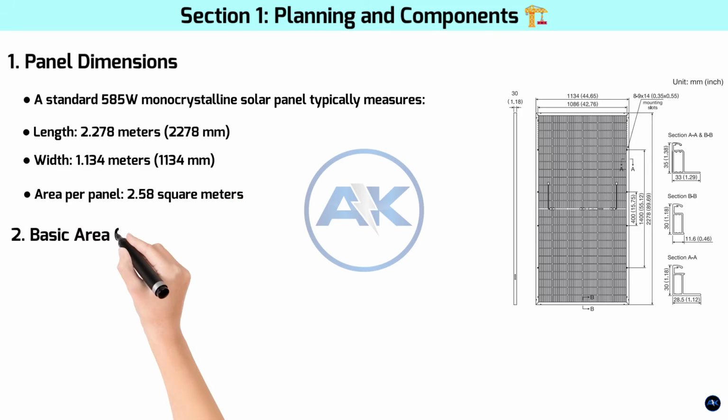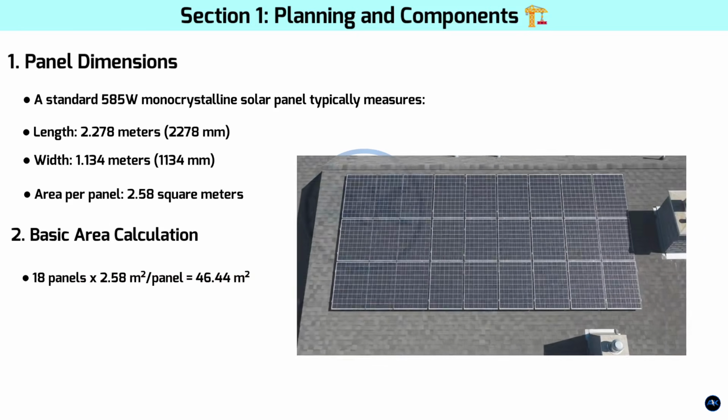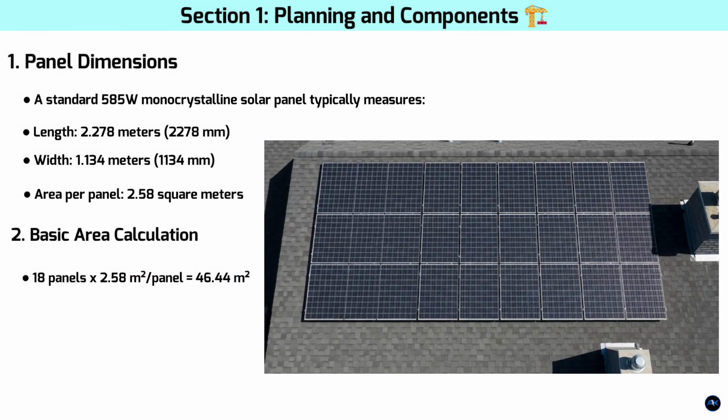2. Basic area calculation. To find the minimum area, you simply multiply the area of one panel by the number of panels. 18 panels times 2.58 square meters per panel equals 46.44 square meters. This is the absolute minimum area required if the panels are laid out with zero space between them. However, in a real-world installation, you need to account for several factors that increase the total required roof space.